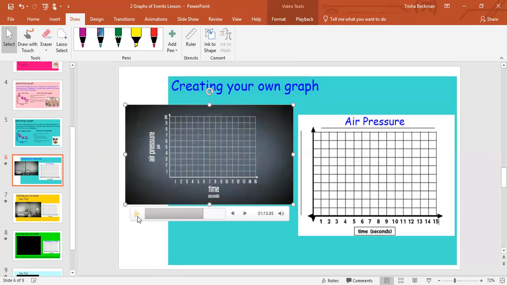All right, if you haven't already, try to take a guess of what this graph looks like, and then it's going to show you the answer here in just a second.